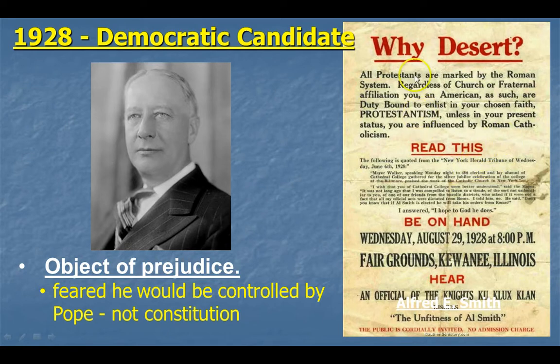And you kind of see that here in this particular placard, promoted in a meeting of the Ku Klux Klan. Ku Klux Klan, you need to think Protestant, white Anglo-Saxon Protestant as well. They're not a fan of Alfred E. Smith, and of course he's a Northerner. Klan is in the South.